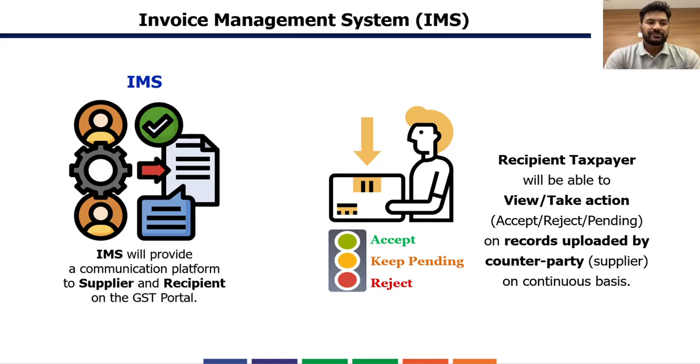So IMS functionality actually allows the taxpayers to take various kinds of actions on the records that have been uploaded by their supplier in their GSTR-1, GSTR-1A or IFF.